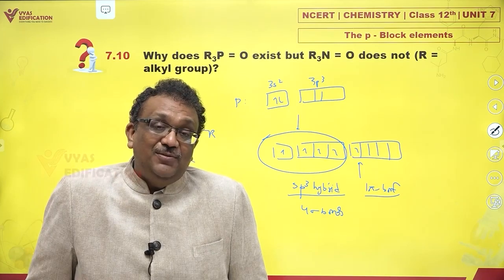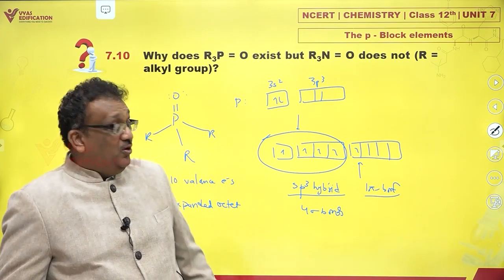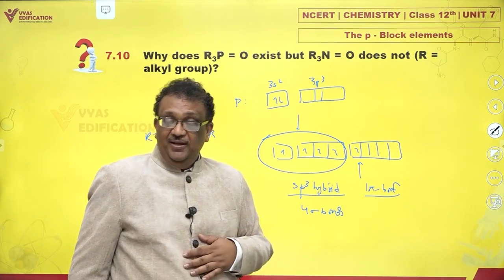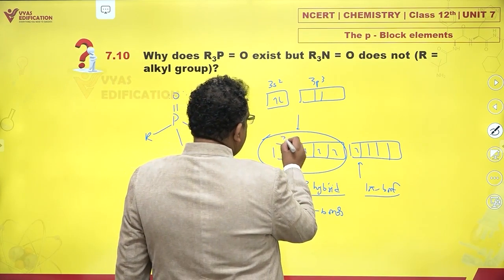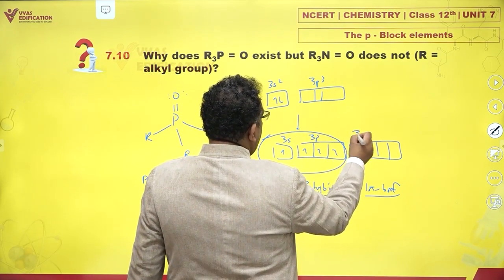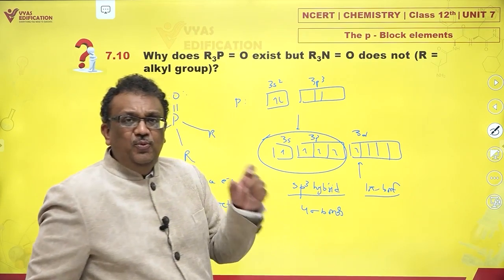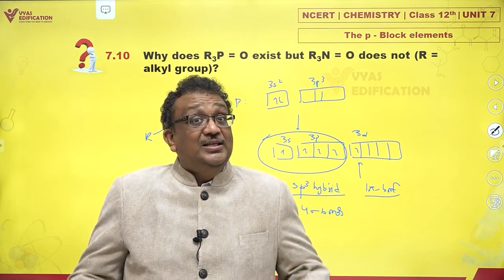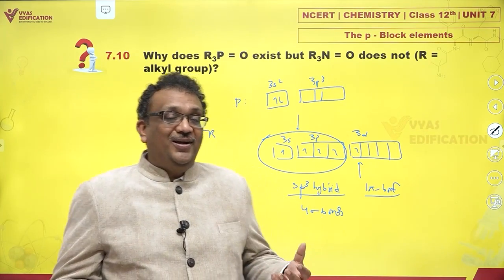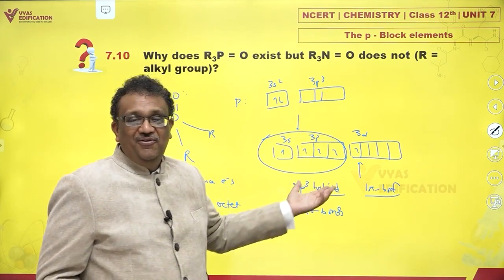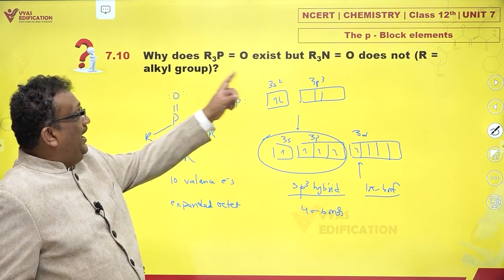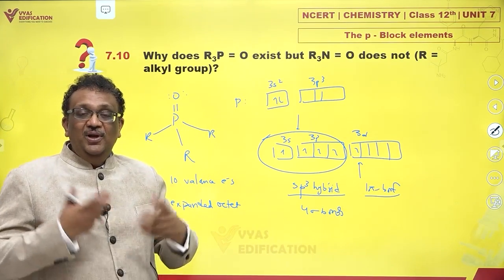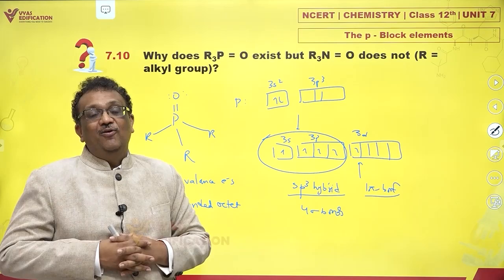Now, the d subshell is available with phosphorus because the principal quantum number is 3. You have 3s, 3p and 3d. Nitrogen does not possess 2d orbitals. Only 2s and 2p exist. Since nitrogen cannot expand the octet, it cannot form a similar geometry. And that is the reason why R3N=O is not possible: because of the non-availability of 2d orbitals in nitrogen.